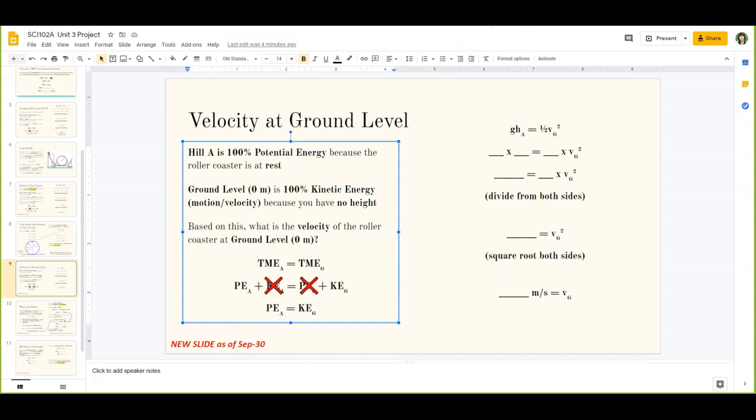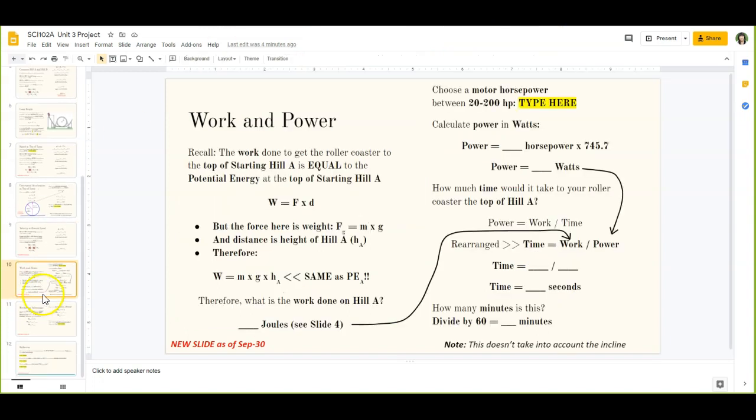All right, let's take a look at slide number 10. Slide number 10 has to do with work and power, our most recent topics. Remember that the work done to get the roller coaster to the top of starting hill A is actually equal to its potential energy at the top of starting hill A. And that should make sense because we defined work as a change in energy. To get to the top of your starting hill A, you need that change in potential energy, which would also be the work.